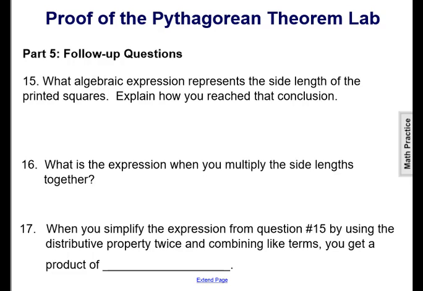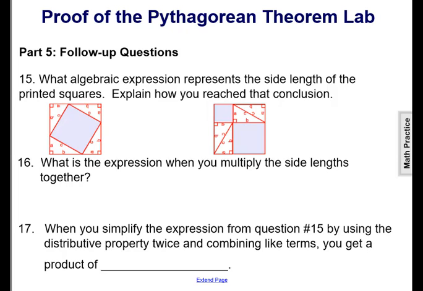Now, another way to see the Pythagorean theorem is to complete part 5 with these follow-up questions. We're going to go through the answers for questions 15, 16, and 17, starting with question 15, where it says, what algebraic expression represents the side length of the printed squares, and how would we reach that conclusion?